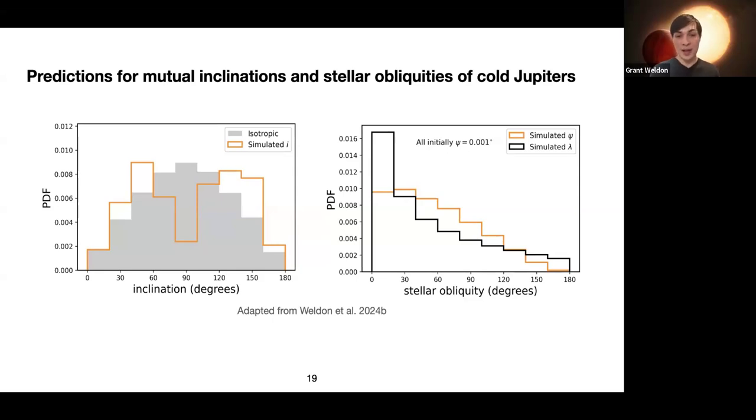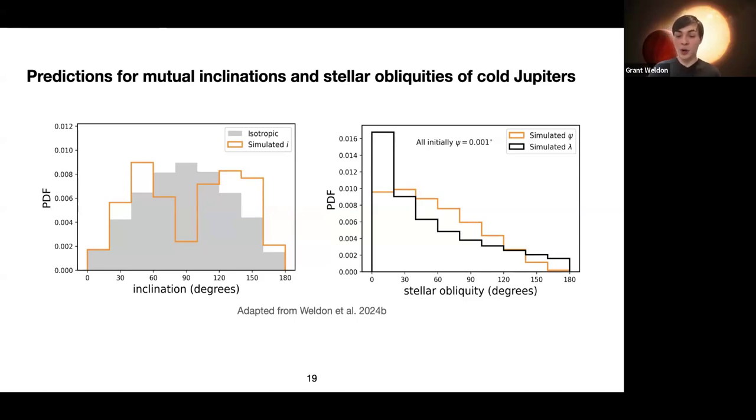And so one could test this mutual inclination distribution by measuring perhaps M sin I measurements and comparing these between the single star and multi-star population. And these mutual inclinations could also be testable with Gaia as well.